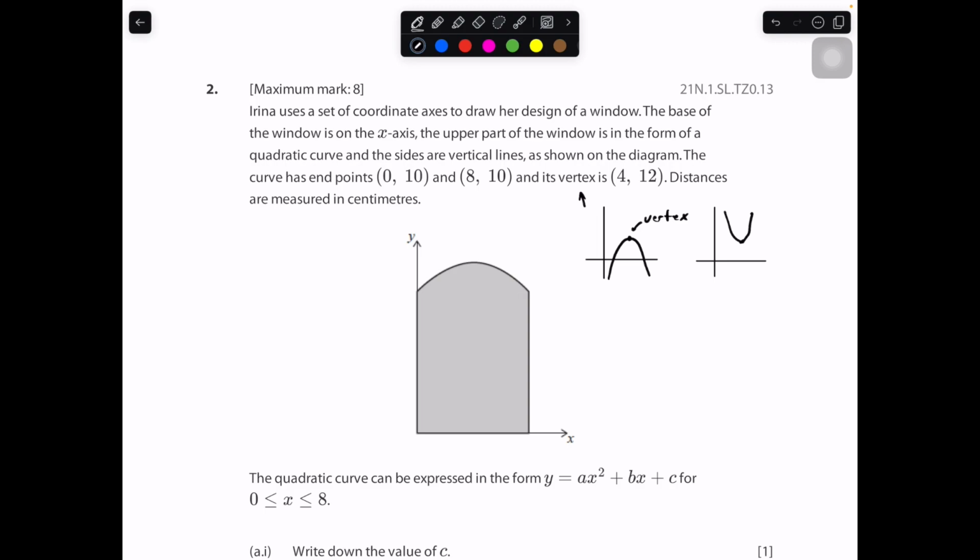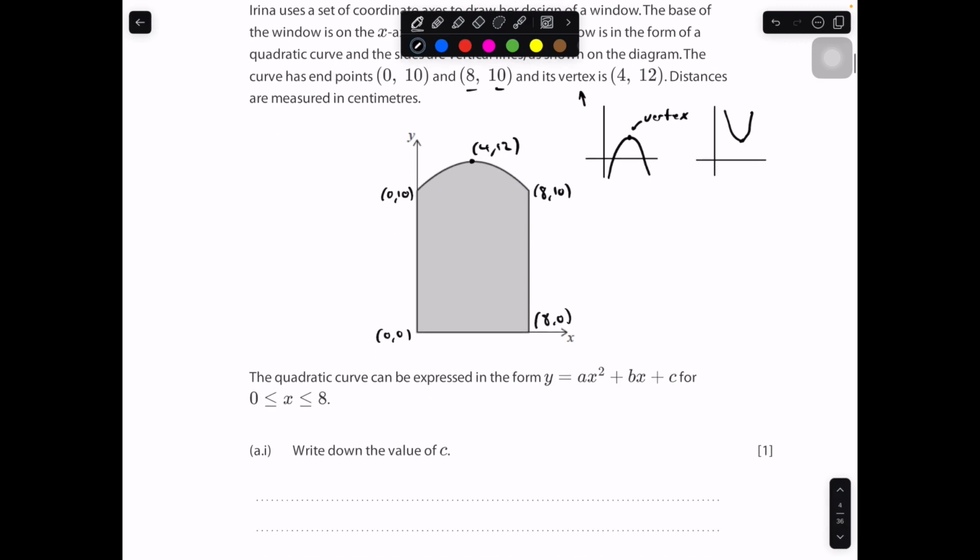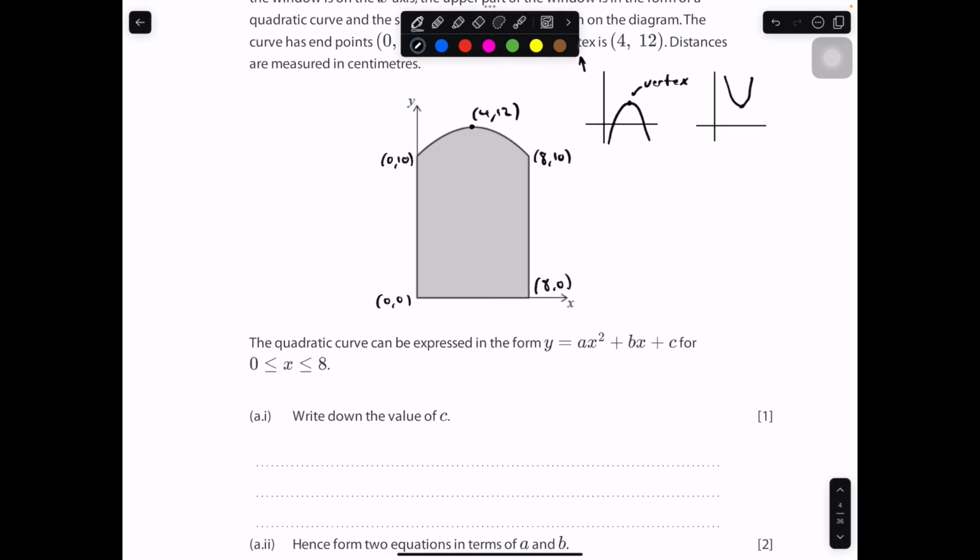Okay, so the curve has endpoint (0, 10). That means x is 0 and y is 10. Let's label that. And then (8, 10), so x is 8 and y is 10. So on the same level. This, of course, we know is (0, 0). And we know this vertex right here is (4, 12). And then I guess if we wanted to, we could say that this is (8, 0).